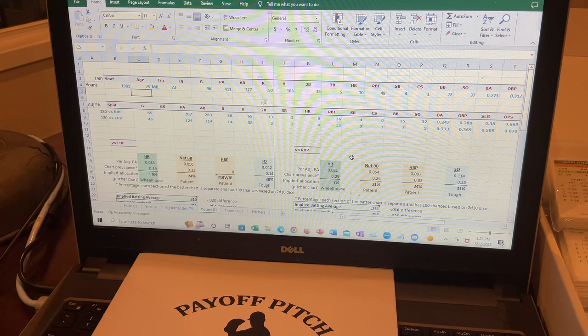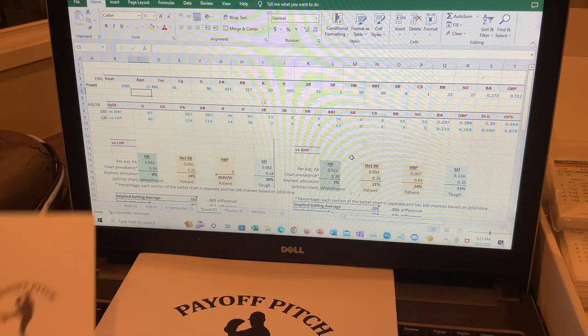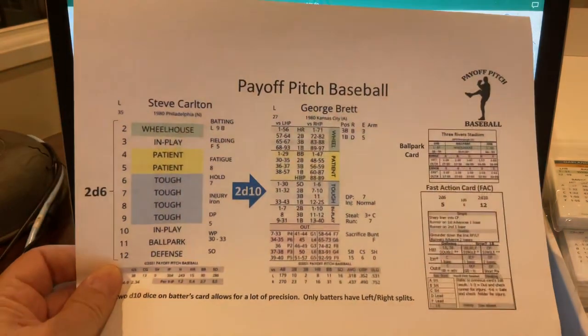And with that, let's dive into Payoff Pitch. So I'm assuming if you're here, you probably know something about Payoff Pitch, but to make sure that everybody is on the same page, I'll talk about the game briefly, about how it's designed. So Payoff Pitch, I love the design. It took a new approach to the pitcher and batter interaction.